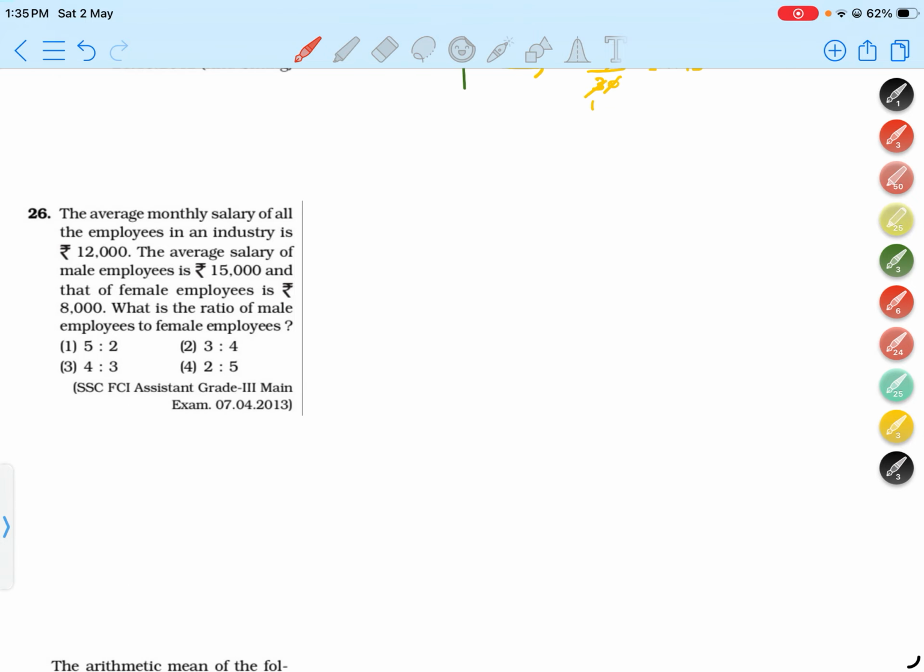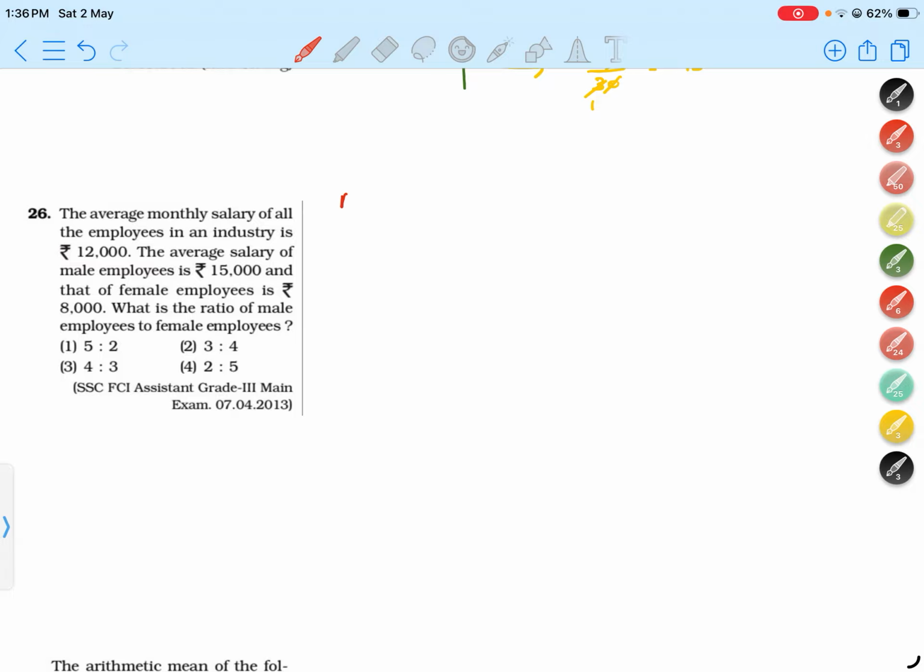Here we are asked that the average monthly salary of all the employees in an industry is rupees 12,000. The average salary of male employees is rupees 15,000 and that of female employees is rupees 8,000. What is the ratio of male employees to female employees? Now this can be done easily using deviation, though it can also be done using the basic method, which can be done like this.